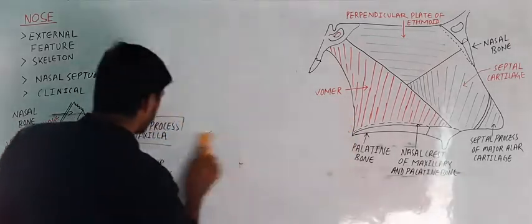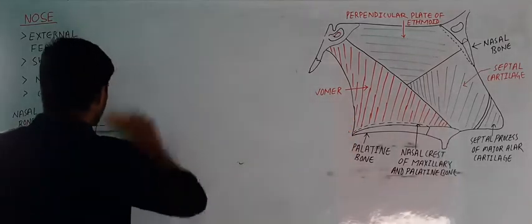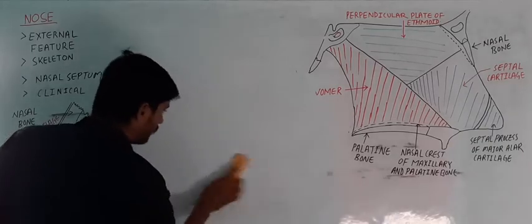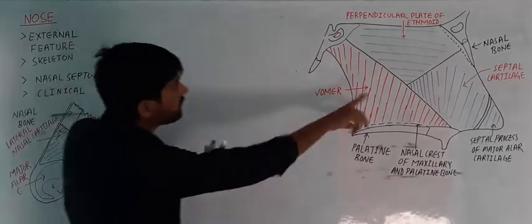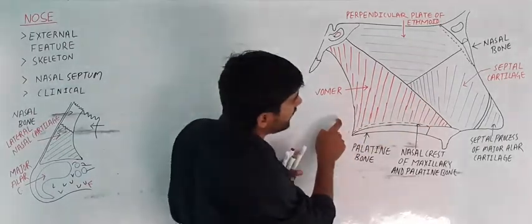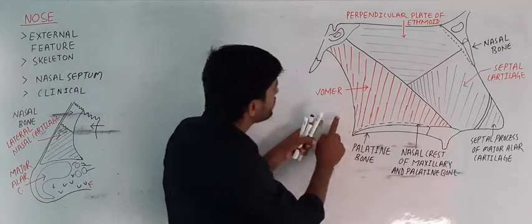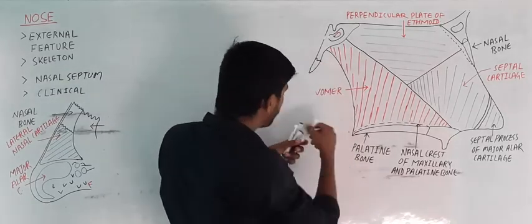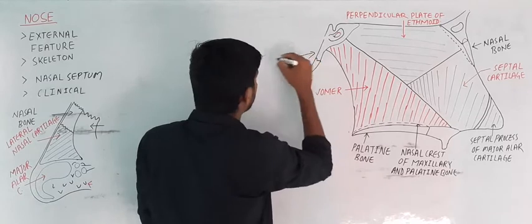Nasal septum. So this is the nasal septum, right? So this nasal septum is formed by, this is what? This is the sphenoid bone.